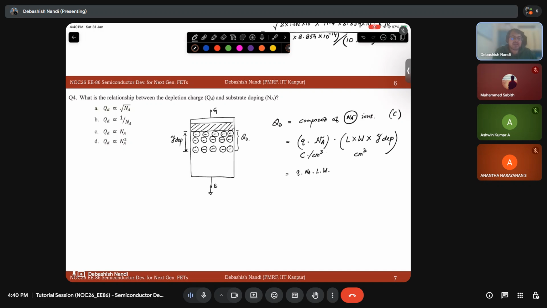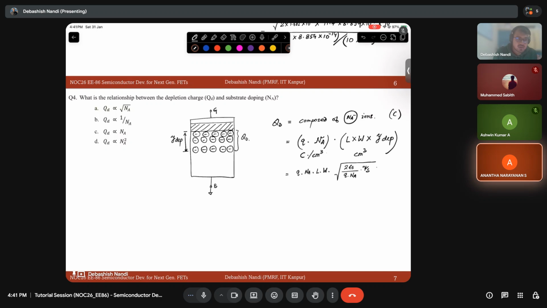What is the equation of Y depth? What is the equation of depletion width of a PN junction? Square root of 2 epsilon S divided by QNA, times the reverse bias voltage plus the built-in voltage. Yes, sir. In this case, you will have surface potential. Yes. Okay, is that clear? Yes, sir. Fine.